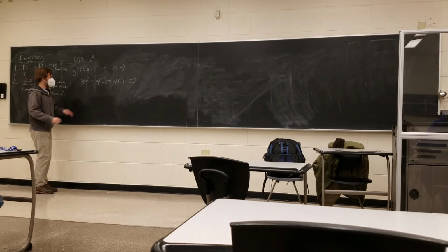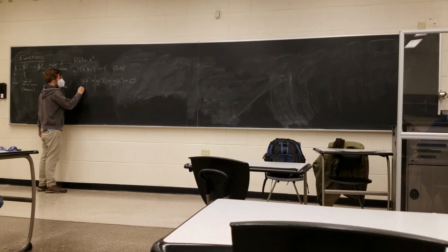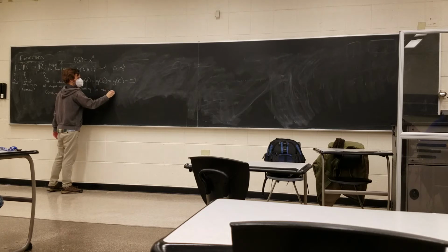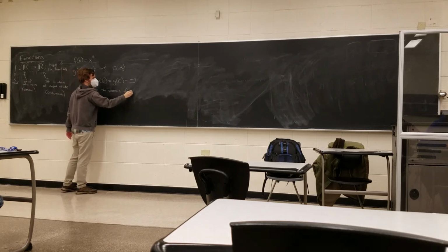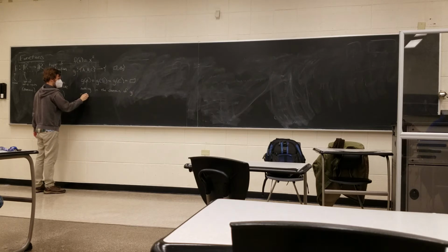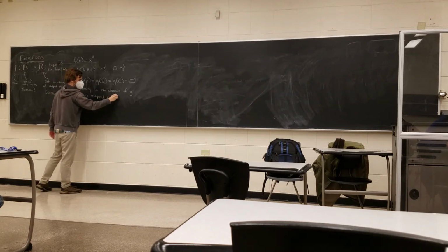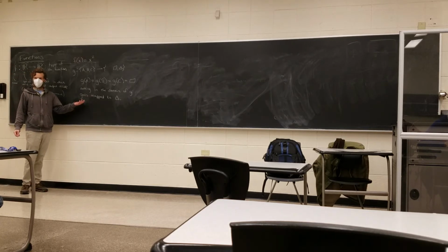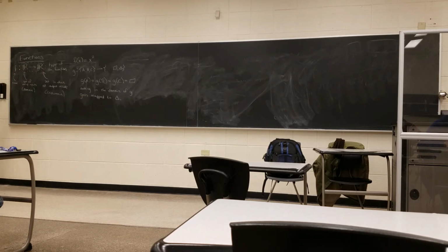In this case, nothing in the domain of g gets mapped to triangle. Not necessarily a good thing or a bad thing, just a thing. This is just one thing that we can say about this function. There are things in its codomain that it does not get mapped to.